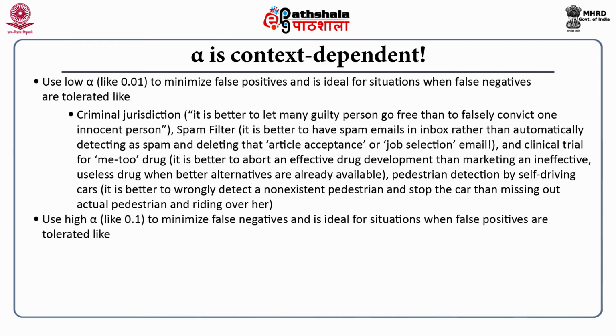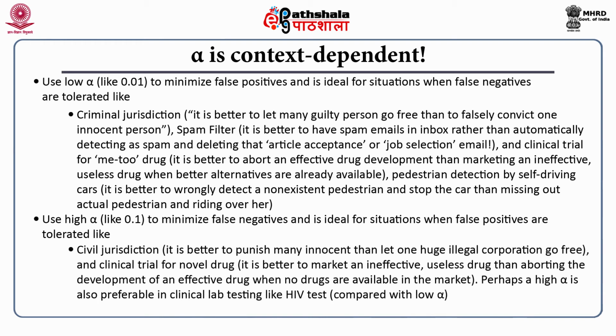Use a high alpha like 0.1 to minimize false negatives; it is ideal for situations when false positives are tolerated. For example, in civil jurisdiction, it's better to punish many innocent than let one huge illegal corporation go free. Another example is a clinical trial for a novel drug. It's better to market an ineffective, useless drug than to abort the development of an effective drug when no drugs are already available in the market. So that is the context of this significance level.